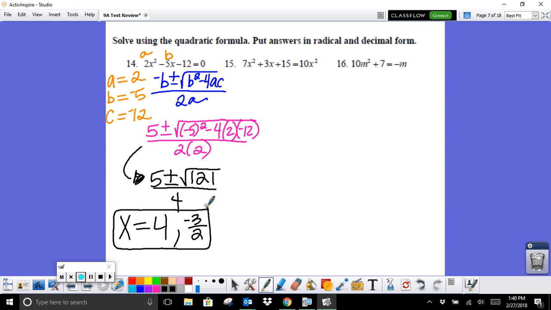All right, so there we go. There's our 2 answers for 14. Number 15. So I'm going to clear that so I have more room.